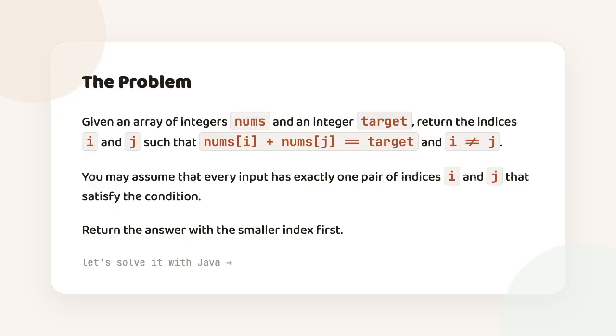You may assume that every input has exactly one pair of indices i and j that satisfies the condition, and you should return the answer with the smaller index first. Let's solve it in Java. We will walk through two examples. Here is the first example.